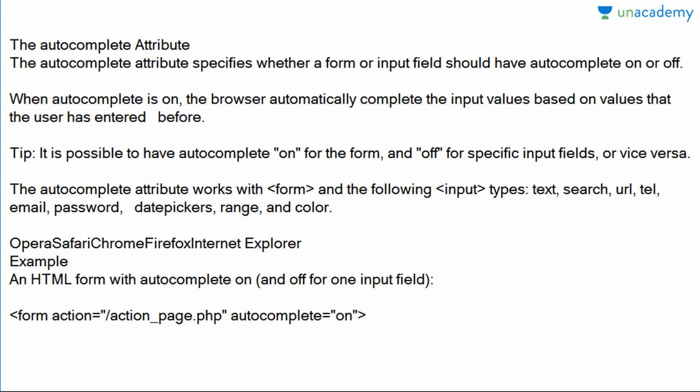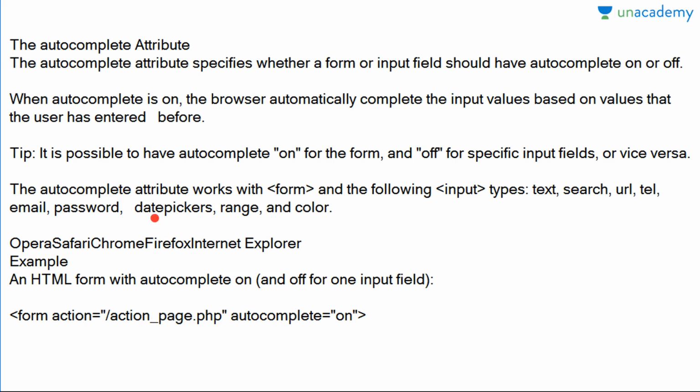The autocomplete attribute specifies whether a form or input field should have autocomplete on or off. When autocomplete is on, the browser automatically completes the input values based on values that the user has entered before. Tip: it is possible to have autocomplete on for the form and off for specific input fields.